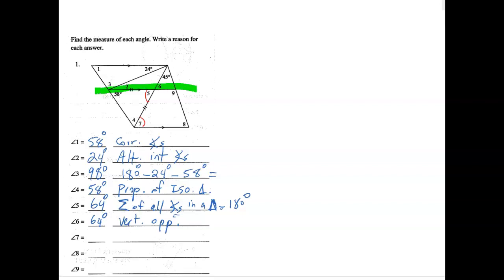Now we're going to look at this line and this line. These two lines are parallel, and we have a transversal going through. So in this case, angle 5 and angle 7 are equal to each other. And in this case, that's also 64 degrees, and we call that alternate interior angles. All right. For angle 8, the triangle that we're going to look at is this one.